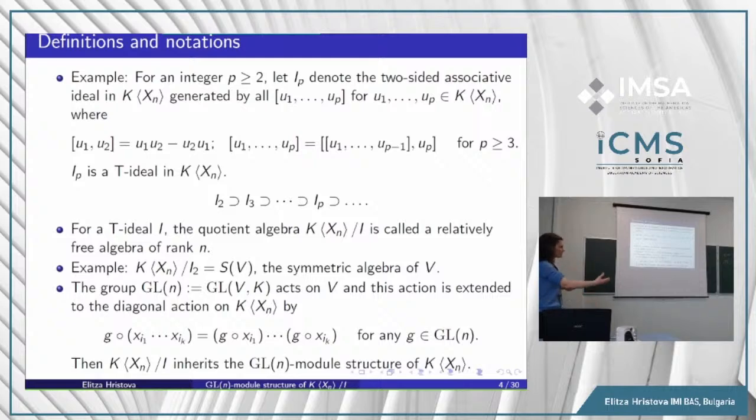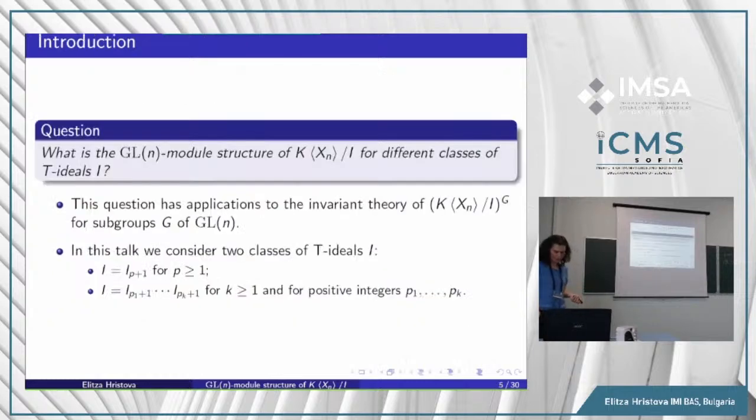And so this action is also extended to the quotient, because all these T ideals are GLN invariant, and that's why the action on K of xn is inherited by this quotient. And one of the important questions in the theory of PI algebras is to describe this quotient, the relatively free algebra, as a module over GLN, which means to decompose it as a direct sum of irreducible GLN modules.